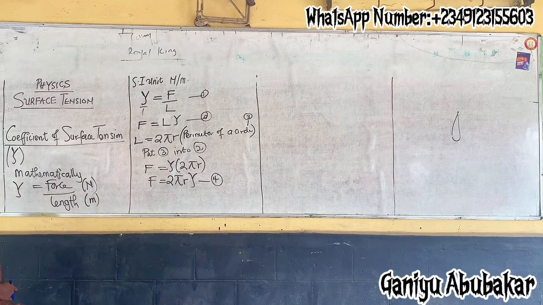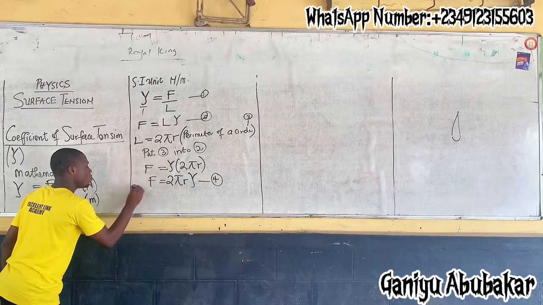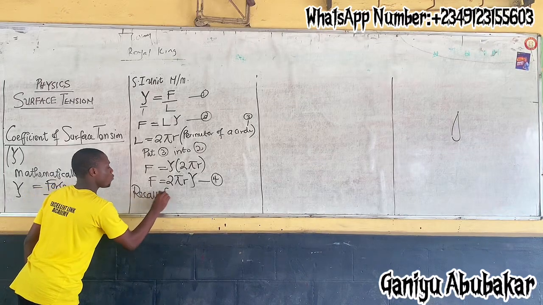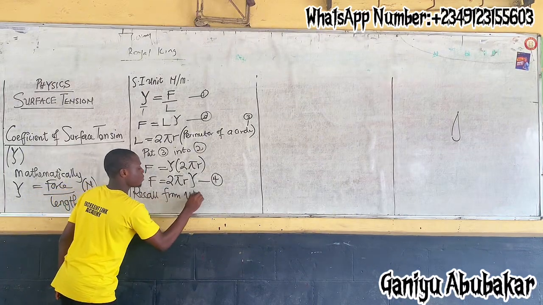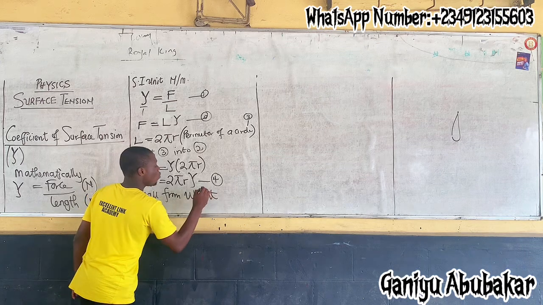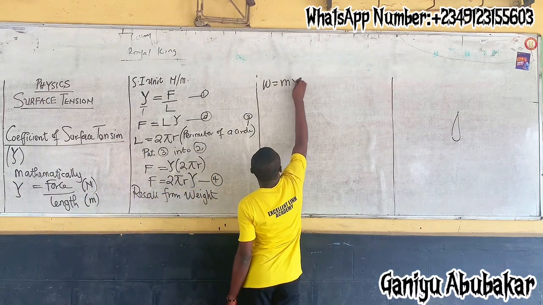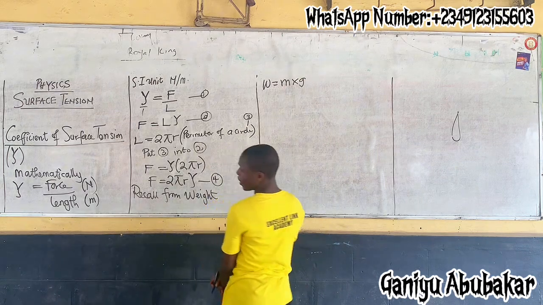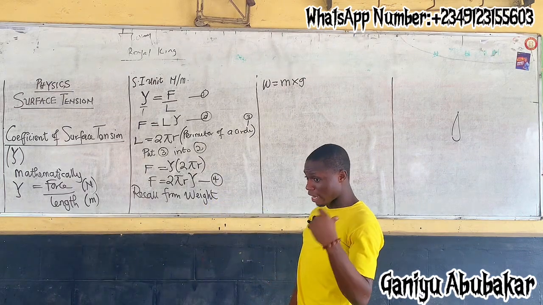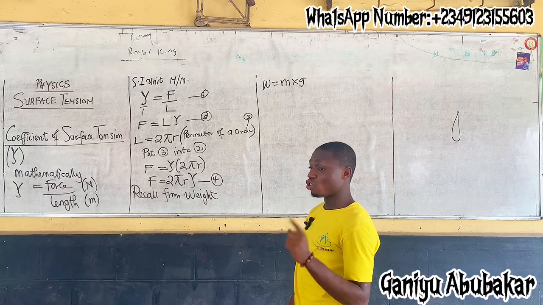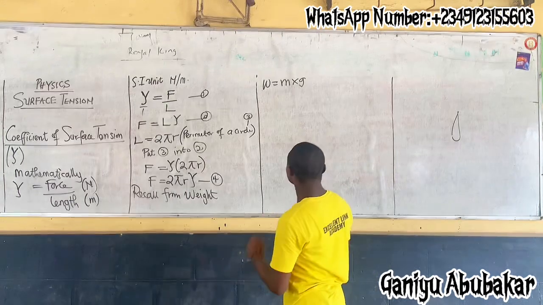Are we here? Alright, at this junction, I'll recall from weight. What's weight? As we know, W is mass times gravity. From that friction we did earlier, we said R equals W, mass and gravity.